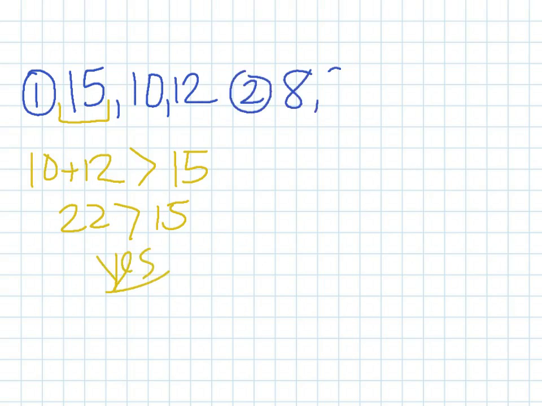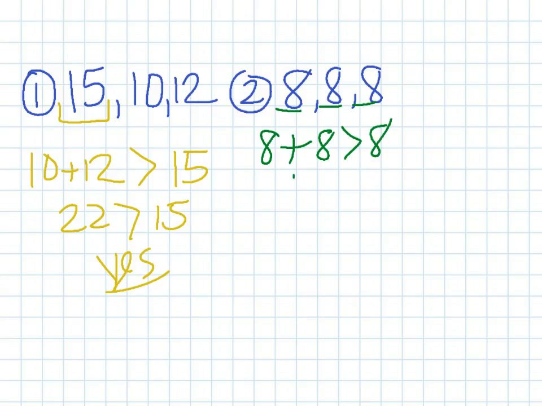So let's say you had 8, 8, 8. Well, there is no big side, right? They're all the same. Well, we should know that this is an equilateral triangle and it's going to work. But just to prove it, you can pick any of them. I mean, they're all the same. So we can go 8 plus 8 greater than 8. True, because 16 is greater than 8. So this works.